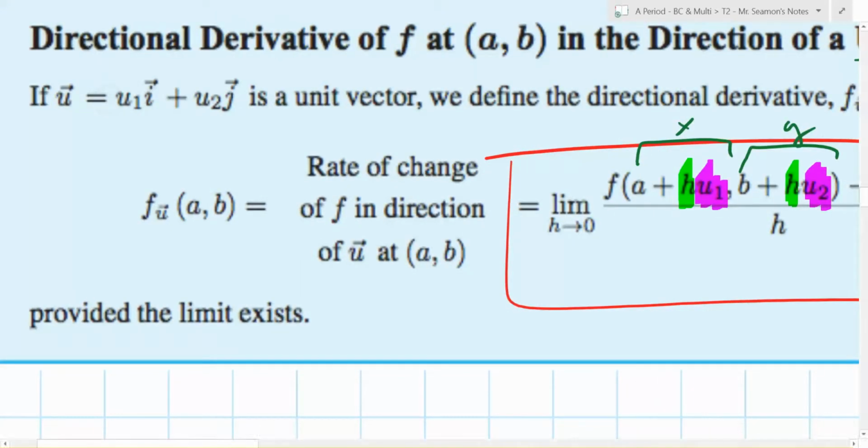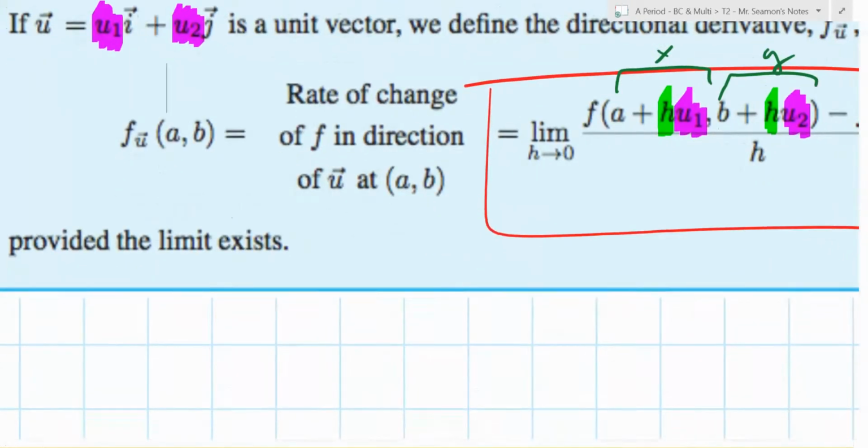So u is, there they are. There's u1. u1 is the ith component of the unit vector, and u2 is the jth component of the unit vector. Fun. Very, very exciting.